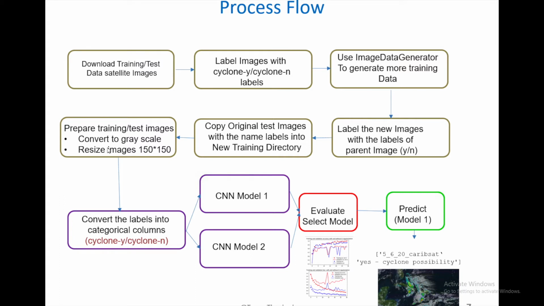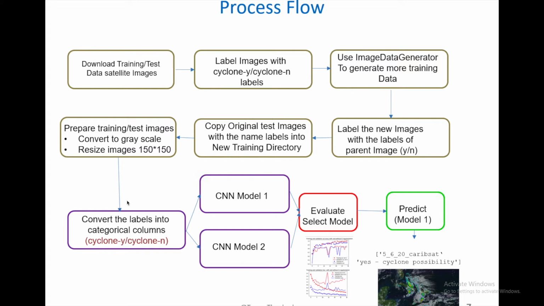Preparing the training and test images involved certain steps, and that consisted of converting them into grayscale images from RGB scale image, and then reducing and resizing the images into 150 by 150 to accommodate for all different sizes of images available on the internet that were being used as a part of the training and testing.